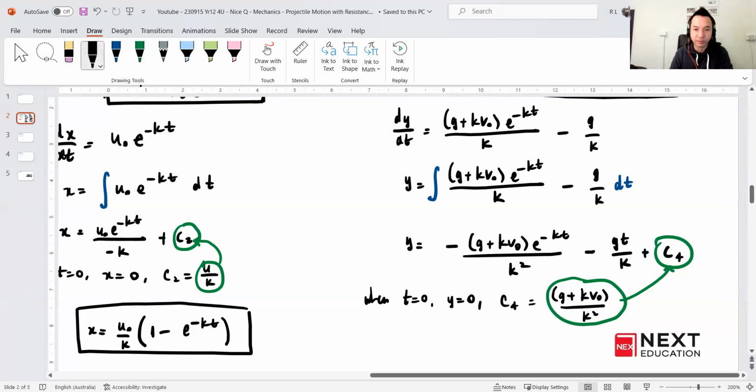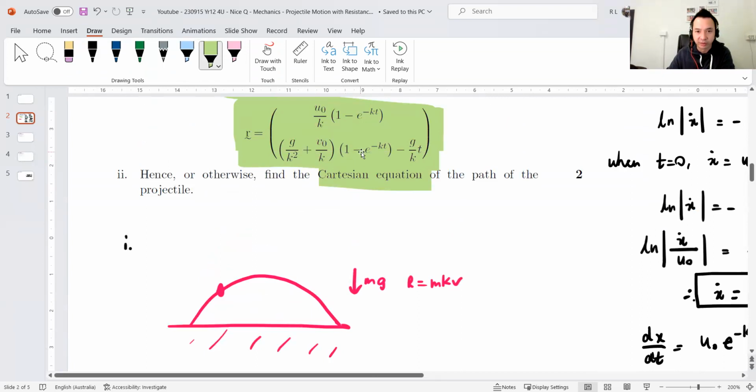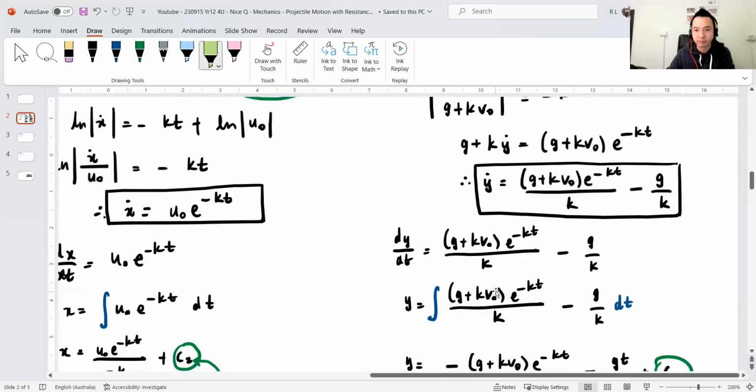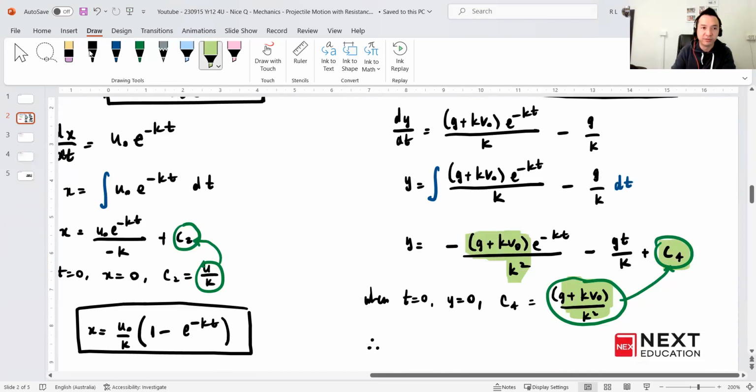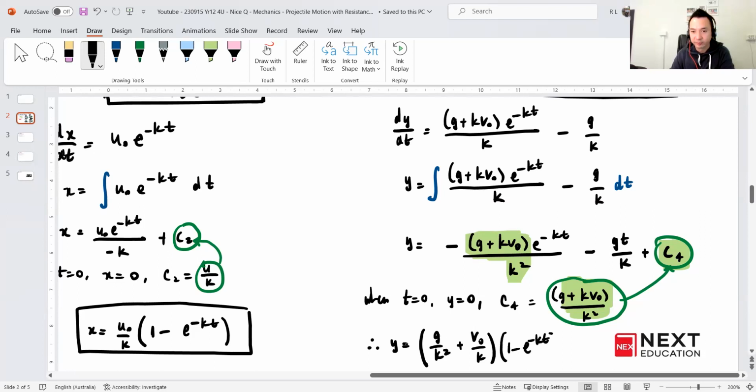If you did your mathematics right, let me just have a quick look. I feel like I'm going to factorize this with this. So it becomes 1 minus e to the minus that fraction. Perfect, and they split it. Okay, cool. So therefore y equals, splitting this fraction, g on k squared plus v0 on just k, then 1 minus e to the minus kt, minus gt on k.